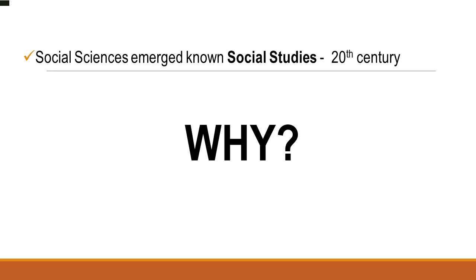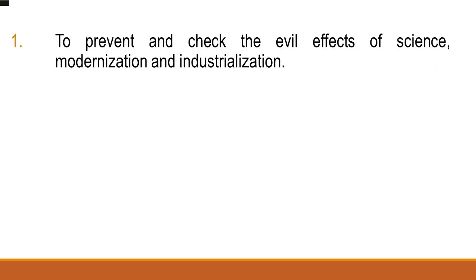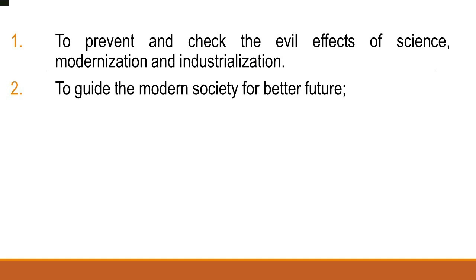The primary purpose of social studies is to help young people develop the ability to make informed and reasoned decisions for the public good as citizens of a culturally diverse, democratic society in an interdependent world. And aside from that, as we discussed earlier, it emerged for us to prevent and check the evil effects of science, modernization, and industrialization. Second, to guide the modern society for a better future.